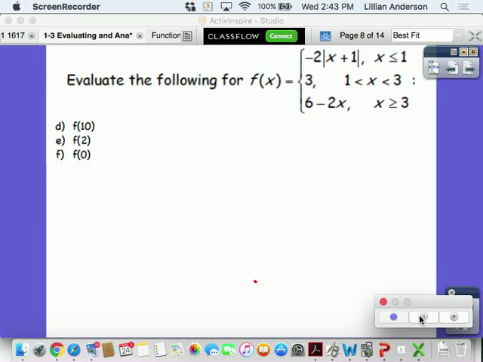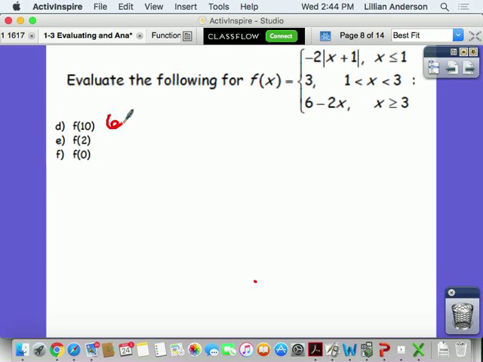Now 10, is 10 less than or equal to 1, in between 1 and 3, or greater than or equal to 3? So you're going to plug it into number 3, right? So you got 6 minus 2 times 10. 6 minus is, okay? Number 2, does it lie on the first piece, the second piece, or the third piece?